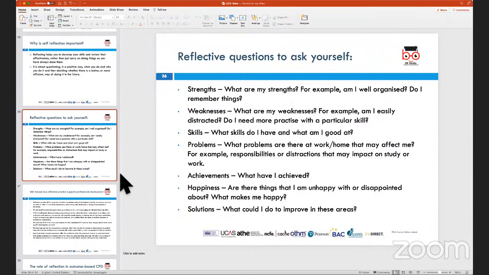So we are looking at our strengths, our weaknesses, our skills. We're looking at the problems. We're looking at what has been achieved, success in a particular task, and then how this has brought across happiness. And then in some cases, if this has not resulted in the way things should have been, then what could be the possible solutions or alternatives that we need to look at? And they are all a process of what is called reflection.